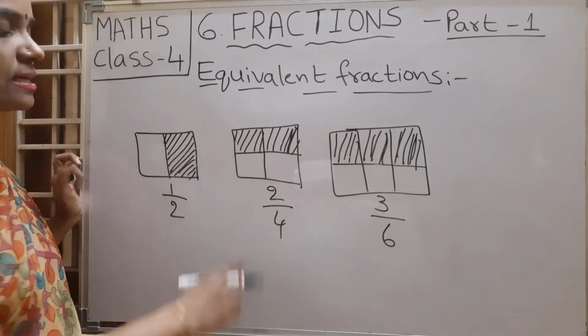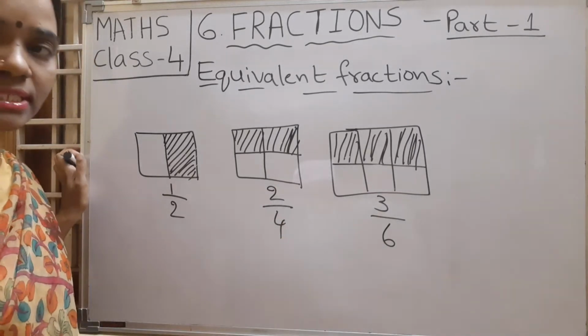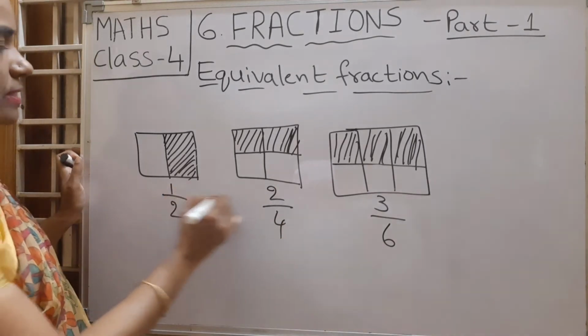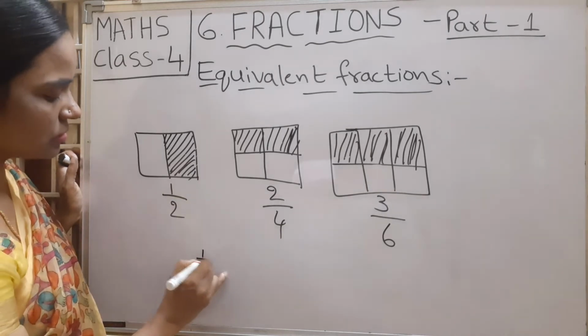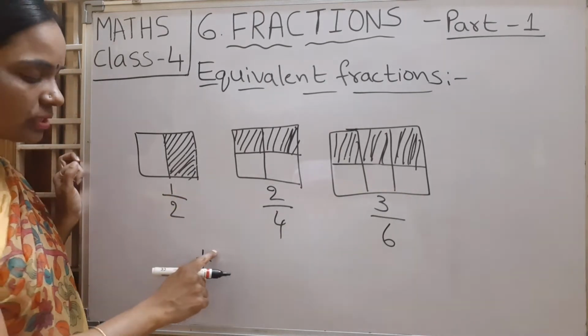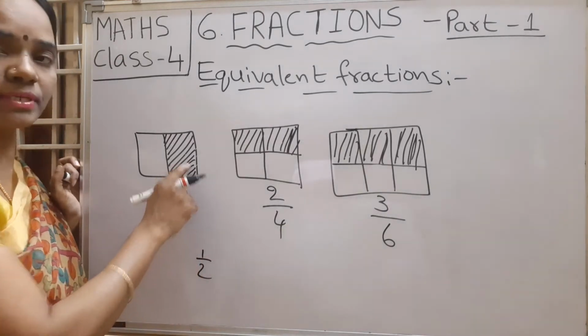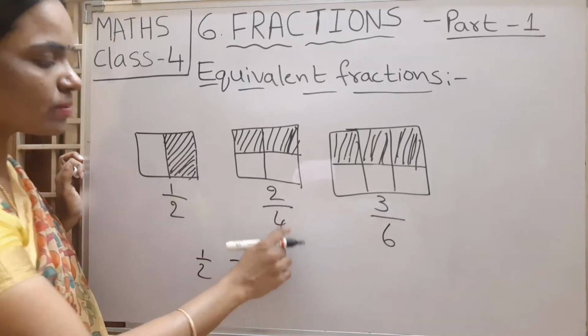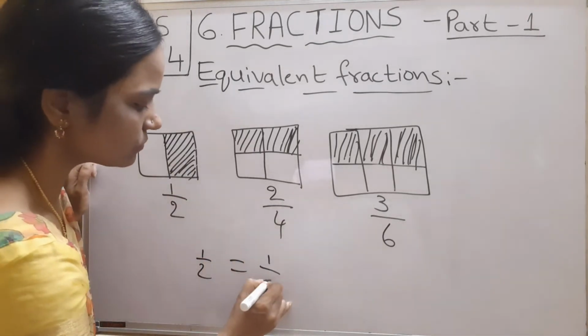Now check once: 1 by 2, 2 by 4, 3 by 6. I am saying that all these fractions have the same value. The first fraction's value is 1 by 2. So 1 by 2 is equal to 2 by 4, which means I am saying it is 1 by 2 only.